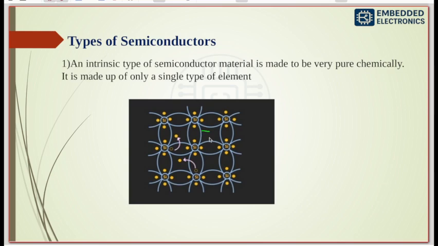With thermal energy, the atoms in the silicon crystal vibrate. Due to this vibration, some electrons may get enough energy that they can break the covalent bond. Here you can see this electron breaks the covalent bond and moves. So here one vacancy is formed, right? That is called a hole. And these electrons are called free electrons. So this is about the intrinsic semiconductor.